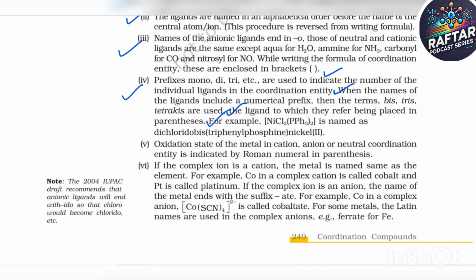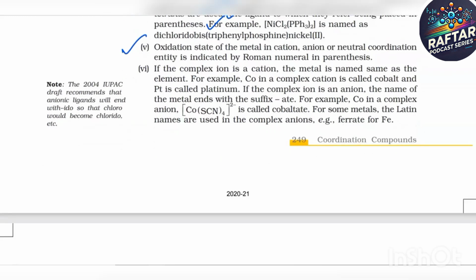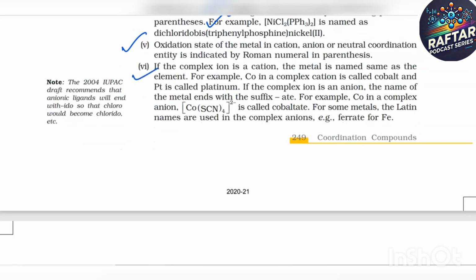Oxidation state of the metal in a cation, anion or neutral coordination entity is indicated by a Roman numeral in parentheses. If the complex ion is a cation, the metal is named the same as the element. For example, Co in a complex cation is called cobalt and Pt is called platinum. If the complex ion is an anion, the name of the metal ends with the suffix -ate.